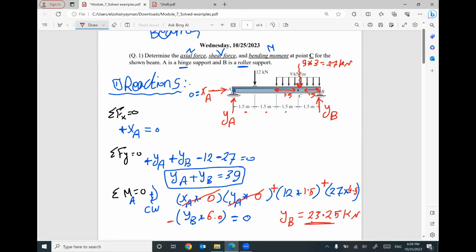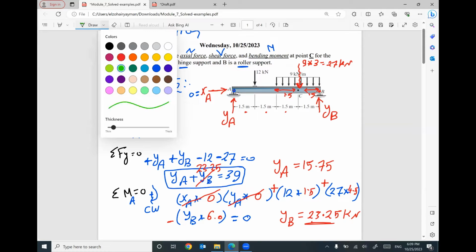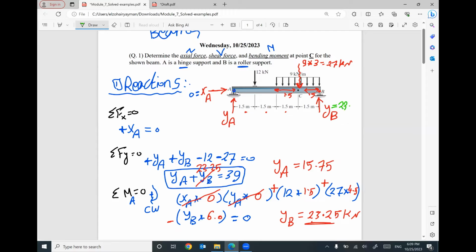If you go back here and put YB 23.25, the only unknown in this equation is YA, so the value of YA will be 15.75. So this reaction equal 23.25, and this reaction is 15.75. This is the first step to solve your problem, to figure out the reactions.